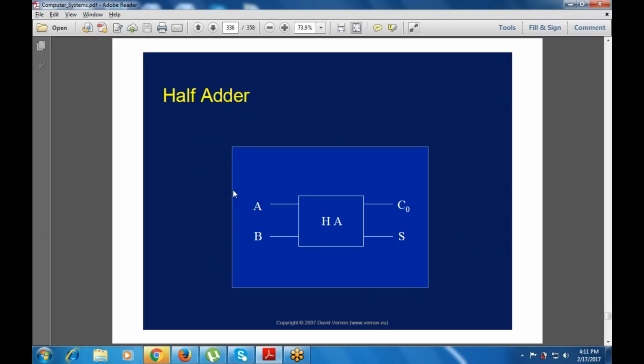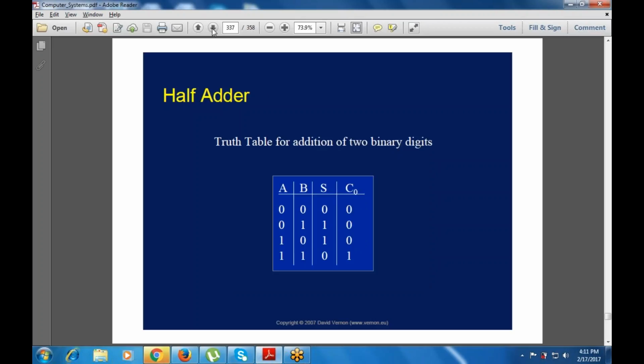Now these are the two inputs that are given, A and B. The half adder circuit is required for this, and there is a sum, meaning the addition of these two binary digits. Then there is the truth table for the addition of two binary digits, with columns A, B, S and C0, the carry.